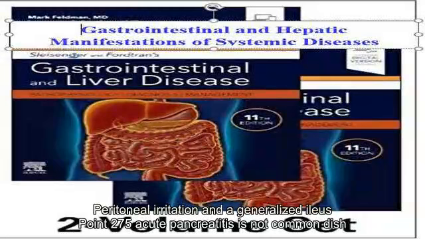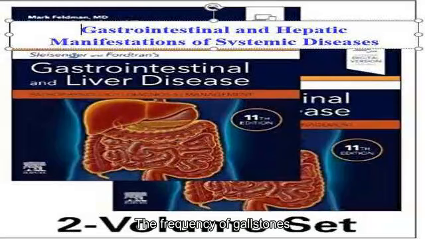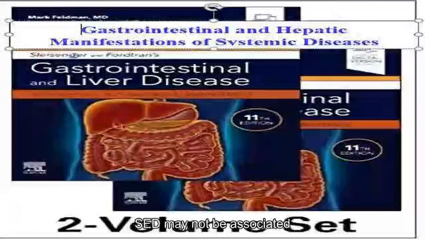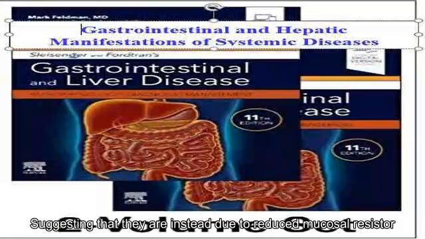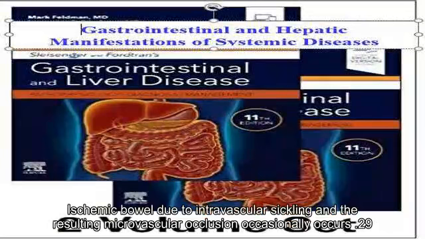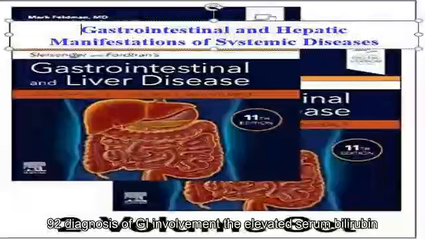Acute pancreatitis is not common despite the frequency of gallstones. It may be due to gallstones or to microvascular occlusion with ischemic injury. Duodenal ulcers in SCD may not be associated with high gastric acid outputs, suggesting that they are instead due to reduced mucosal resistance, possibly from ischemia. Ischemic bowel due to intravascular sickling and the resulting microvascular occlusion occasionally occurs. Diagnosis of GI involvement.